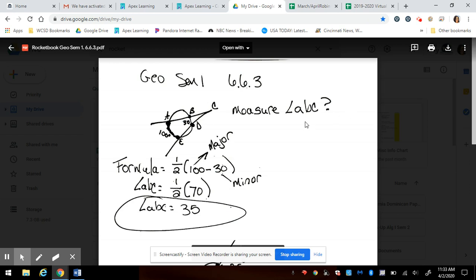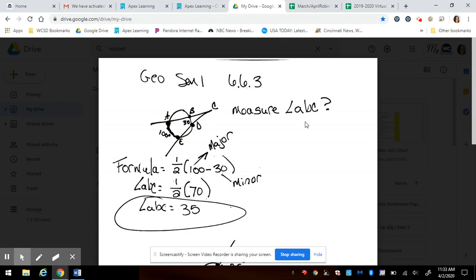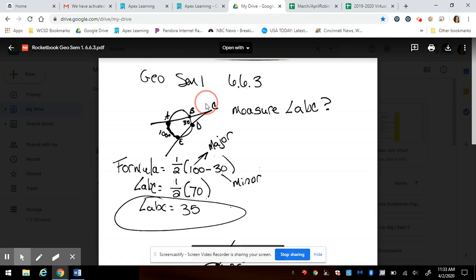Hi guys, we are going to talk about the two types of problems you're going to find on your quiz for Geometry Semester 1, 6.6.3. The first problem you're going to find is the one where it asks you to find this angle right here.